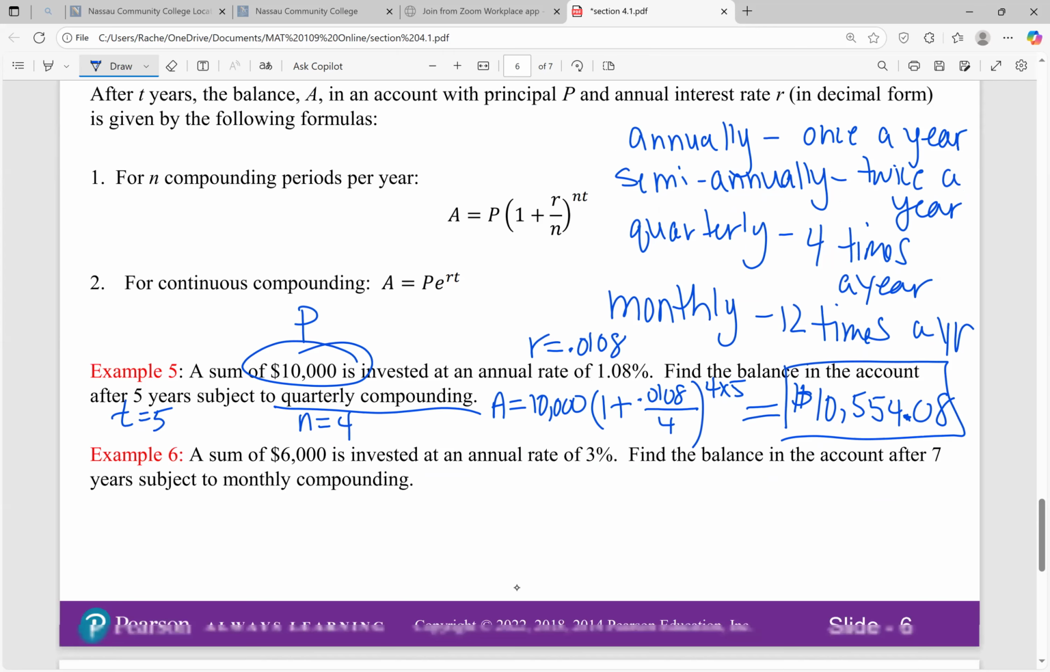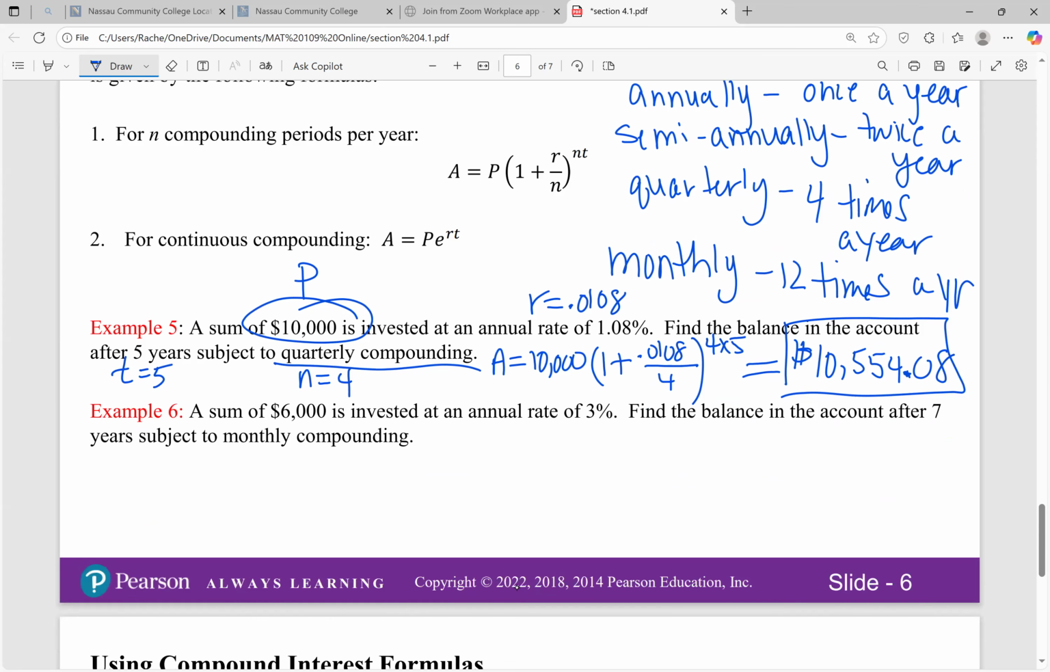So let's do another example. Now we're going to take a sum of 6,000. So the principal is 6,000, and we're going to invest it at an annual rate of 3%, which as a decimal is 0.03. And we want to find the balance in the account after 7 years. So time is equal to 7. Now we're going to do monthly compounding. So the number of times we're going to compound in a year is 12, every month, right? There's 12 months in a year.